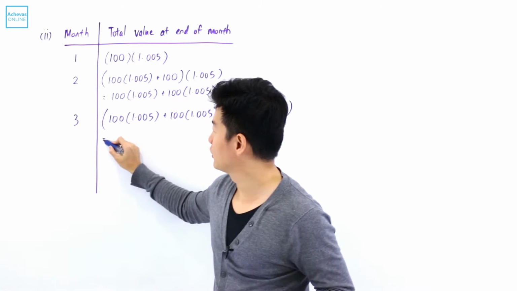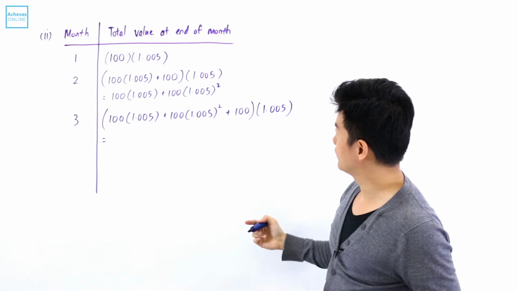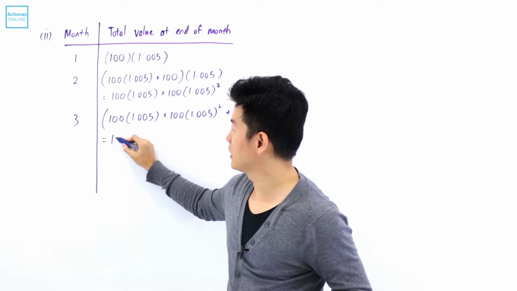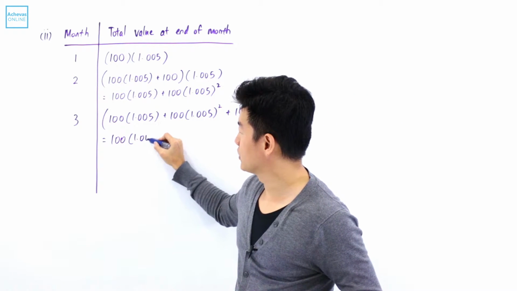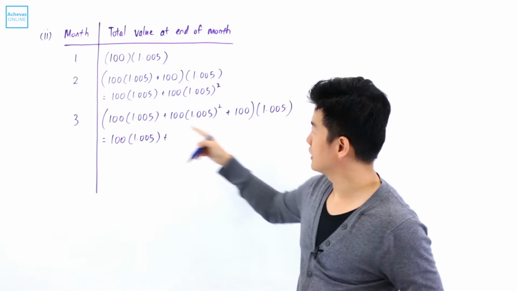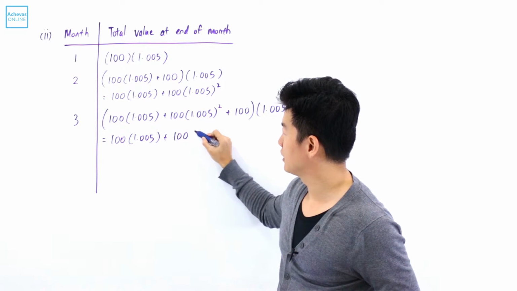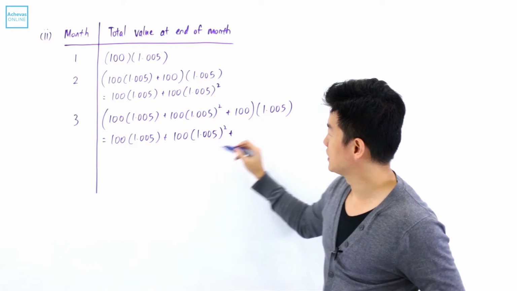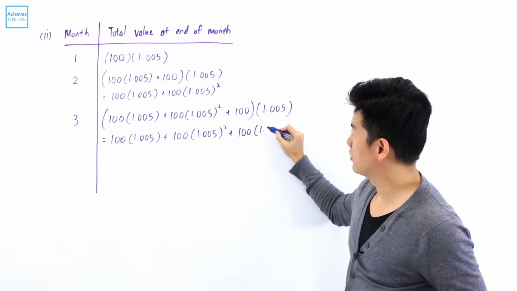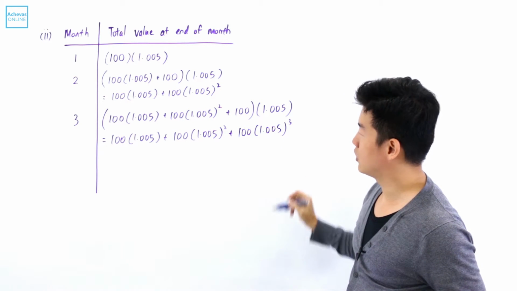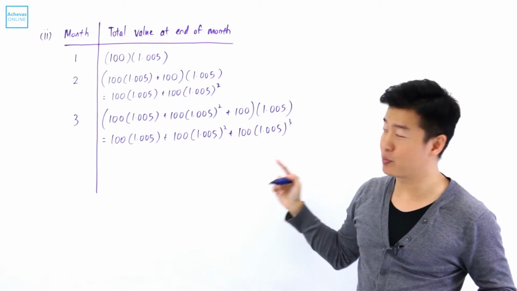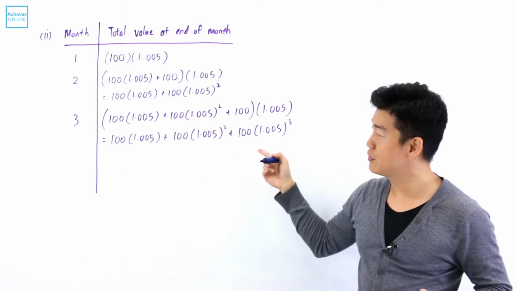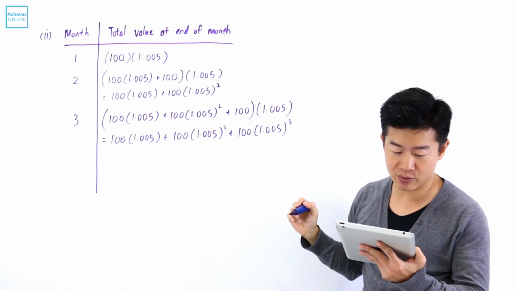1.005. If I were to expand this 1.005, multiplying into what I have here, this times this gives me 100 times 1.005. This times this, it is 100 times 1.005 squared. This times this, 100 times 1.005 to the power of 3. This is a geometric progression with the first term as 100 times 1.005, and the common ratio is 1.005.